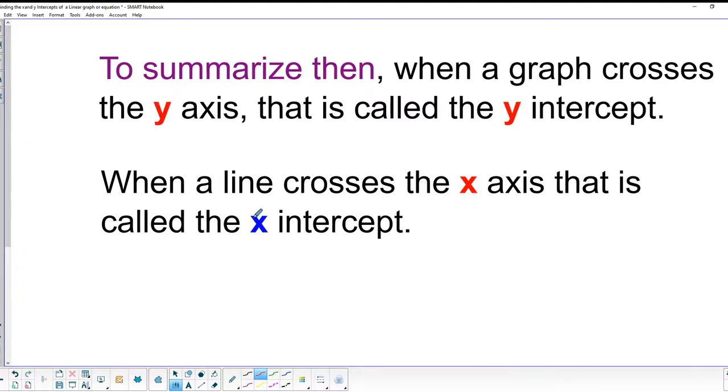Okay, so to summarize then, when a graph crosses the y-axis, it's called the y-intercept. I said x-axis, I meant y-axis. When a line crosses the x-axis, that is called the x-intercept.